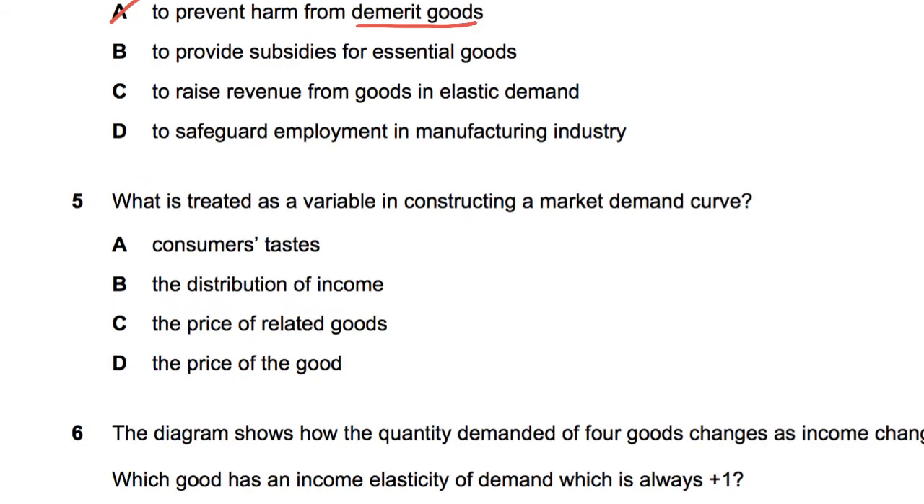In question 5, they say what is treated as a variable in constructing a market demand curve. Remember, market demand curve shows you a relationship between price and quantity. So clearly, we are making the price of the good a variable. Variable basically means that it's a factor that changes. Remember, when we are making a demand curve, we say when the price of a good goes down, the quantity demanded goes up, keeping everything else constant. So everything else is set as constant: the taste, the distribution of income, the price of related goods. What is a variable would be the price of the good itself.